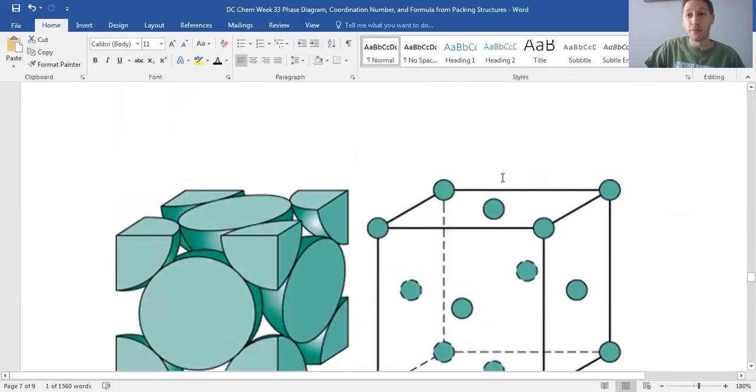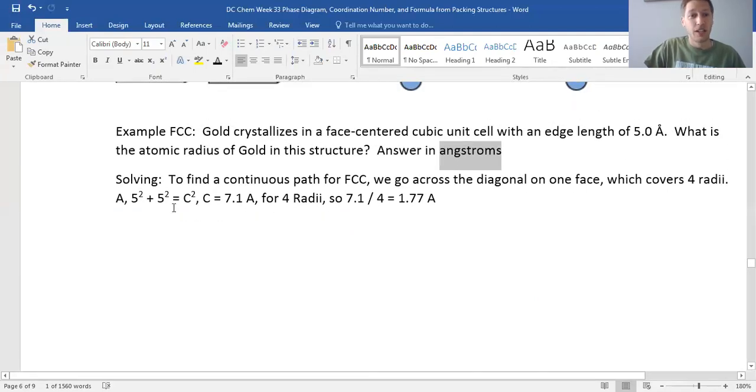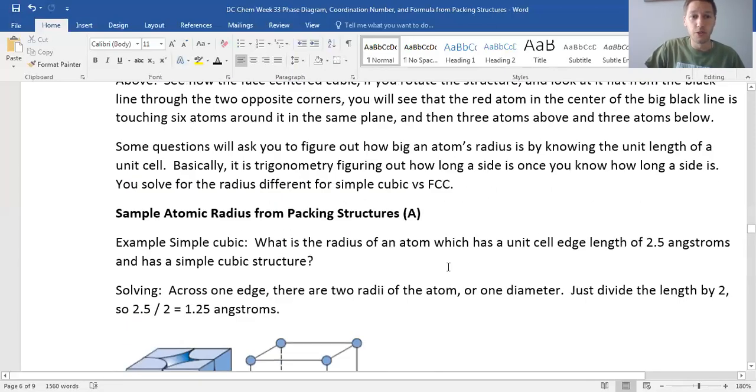So compared to the BCC, we just do a squared plus b squared equals c squared once. So find that that would be 7.1 angstroms, which we knew from before, divide by 4, and that would be the atomic size of that. So quick review.